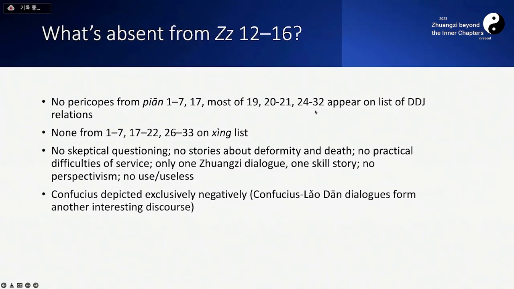Okay, now it's also intriguing to note, of course, that no pericopes from the inner Piān or 17 or most of 19, 20, 21, 24 through 32, none of those have appeared on the couple of lists that I just put up. And it's interesting that many of the major themes and motifs familiar from those parts of the Zhuāngzǐ corpus don't show up in Piān 12 through 16.